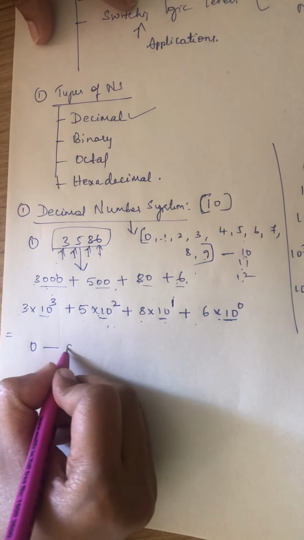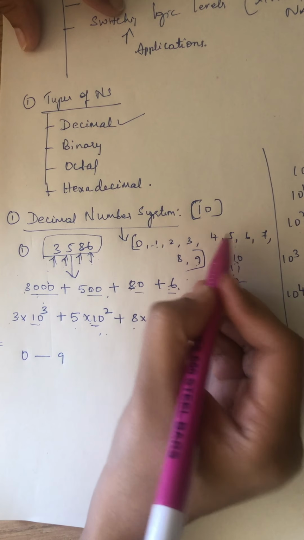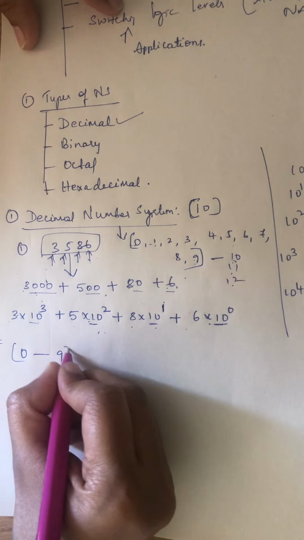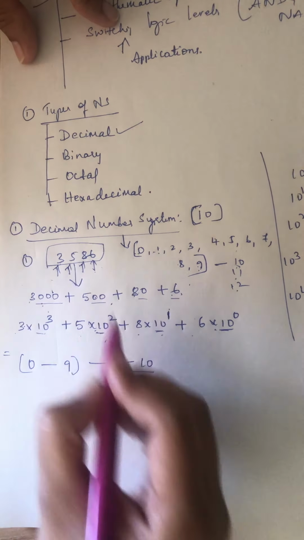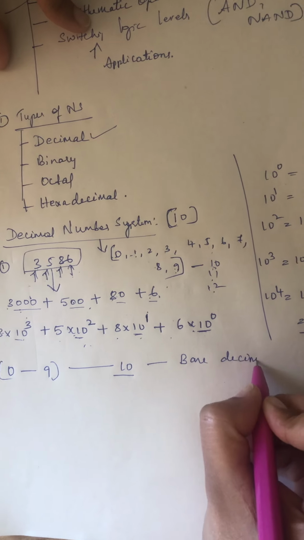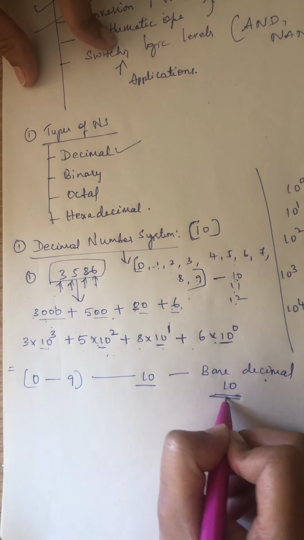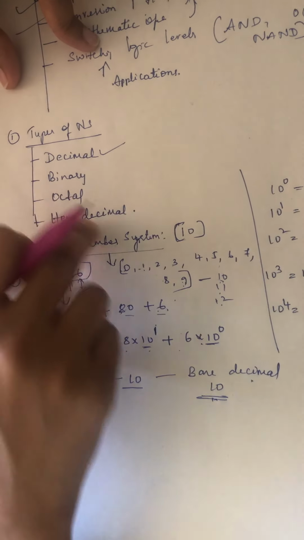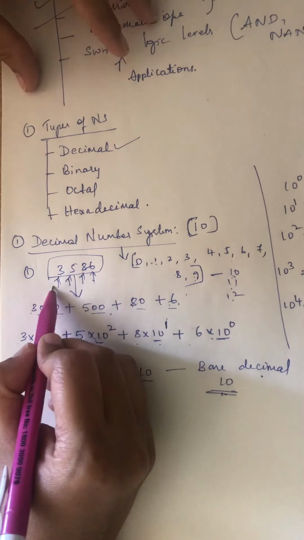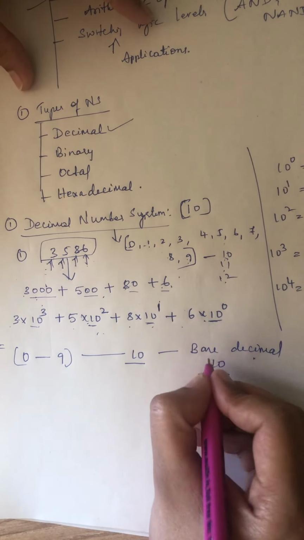So 0 to 9, how many numbers is that? 1, 2, 3, 4, 5, 6, 7, 8, 9, 10. So the total numbers I have is 10. That is why the base of the decimal number system is 10. Whatever the number may be, like the 3586 I have written, it is just a combination of these 10 numbers. So the base is always 10.